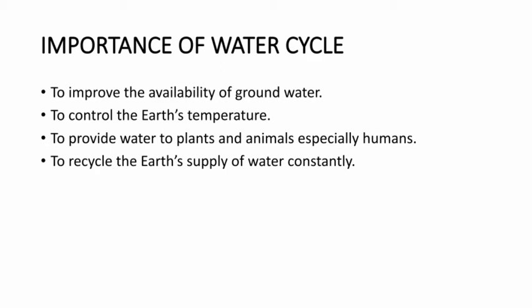So all living things need water. So the water cycle is very important on earth. It recycles the earth's supply of water constantly. So the water gets circulated in the earth.